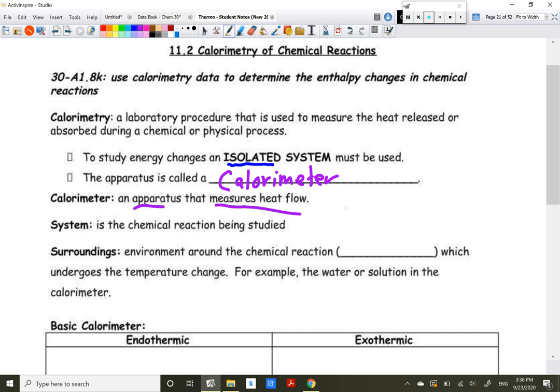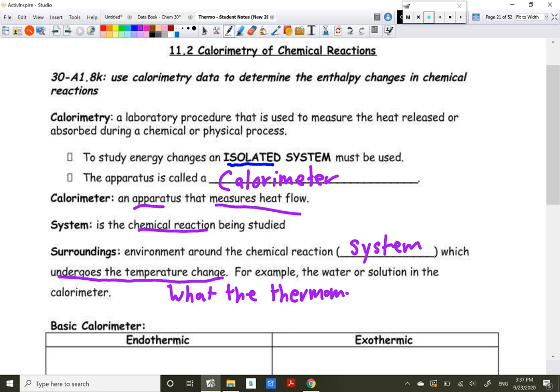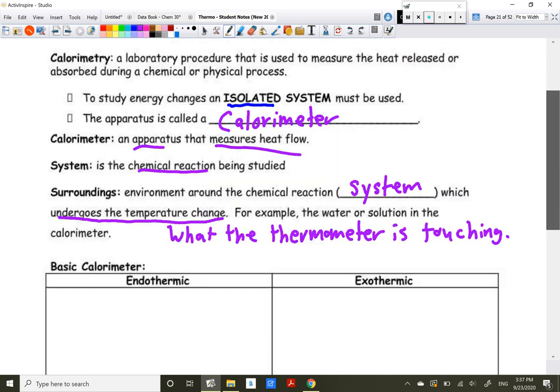That is it. Now remember, as I mentioned in one of our earlier lessons, the system is the chemical reaction being studied, and the surroundings is the environment around the chemical reaction, which undergoes a temperature change. So it's basically what the thermometer is touching. That's another way: if you're given a diagram, whatever the thermometer is touching, that's your surroundings.